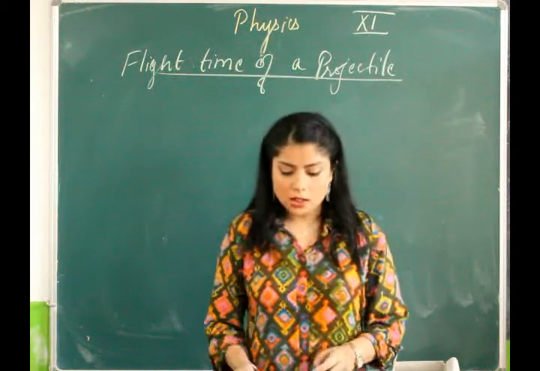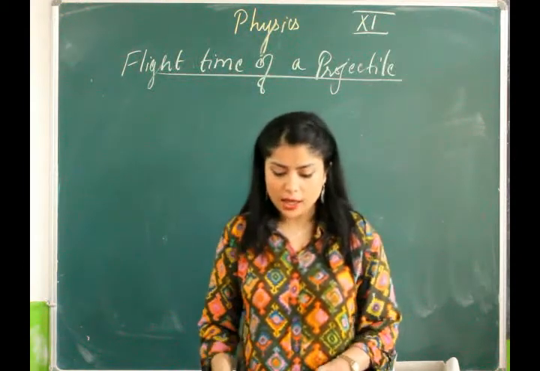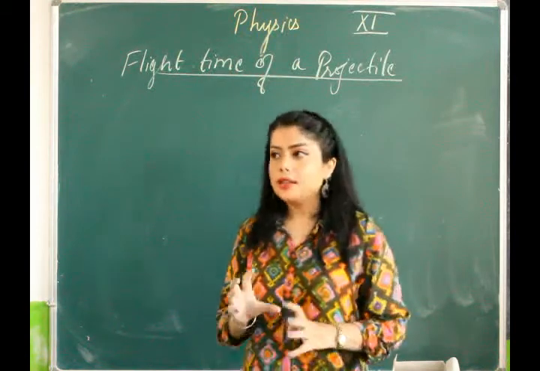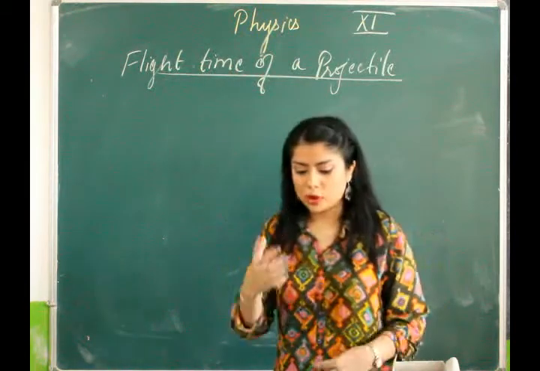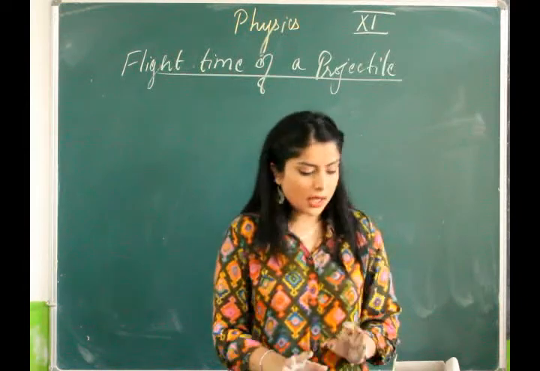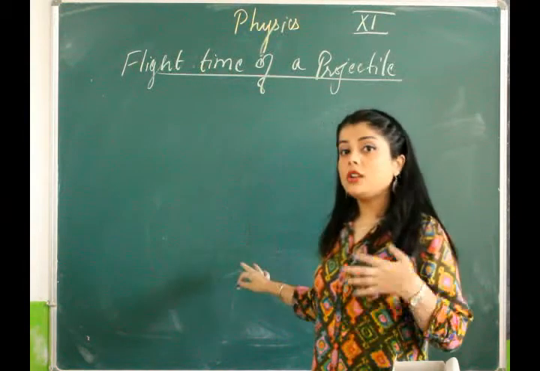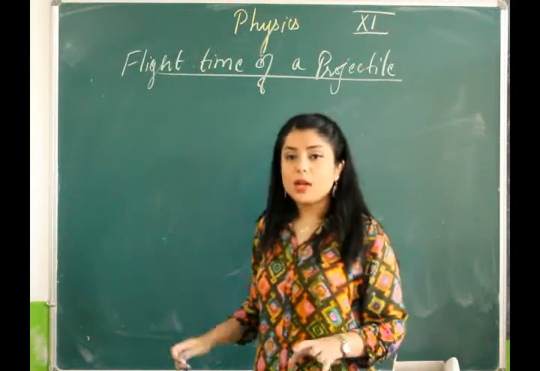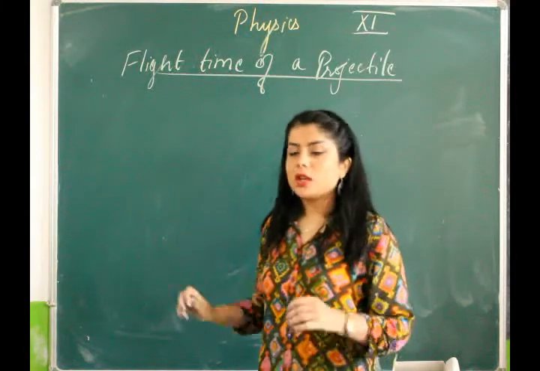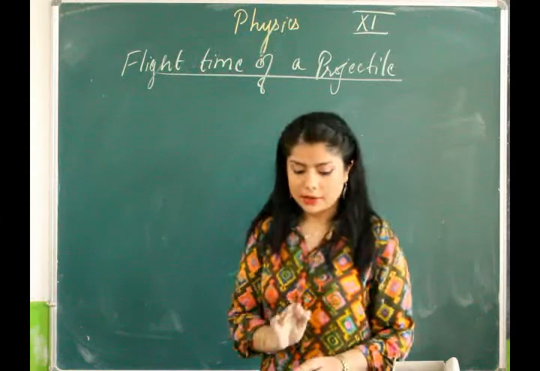Last class we discussed the path of a projectile and projectile motion. This topic is a continuation of the same topic. In that class I drew a projectile motion. I just drew a rough diagram, not the same as the previous diagram, but you don't have to draw this, just refer to the previous diagram.